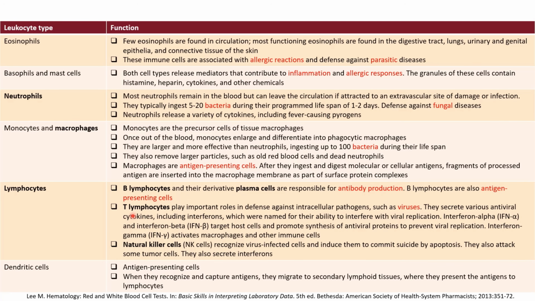There are CD4 and CD8, which are the most commonly important types of T lymphocytes. They are not only important in developing long-lasting memory to bacterial infections, but they also have an important role in fighting viral infections. We have natural killer cells, and lastly, we have dendritic cells that are also antigen presenting cells. Please pause this video and review the function of each of these leukocyte types.